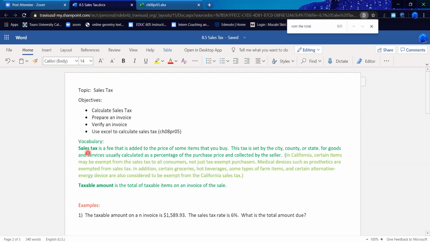items that you buy. This tax is set by the city, county, or state for goods and services, usually calculated as a percentage of the purchase price and collected by the seller. When you go to the store, the seller needs to know which items are taxable and which are not.